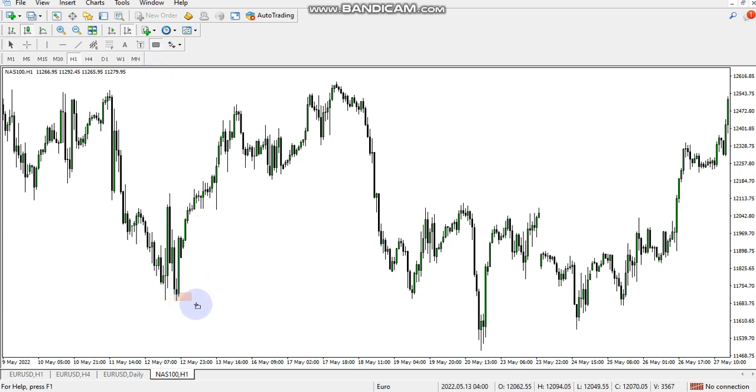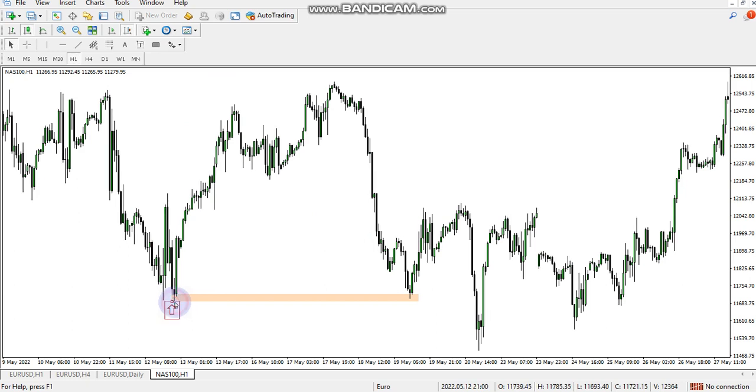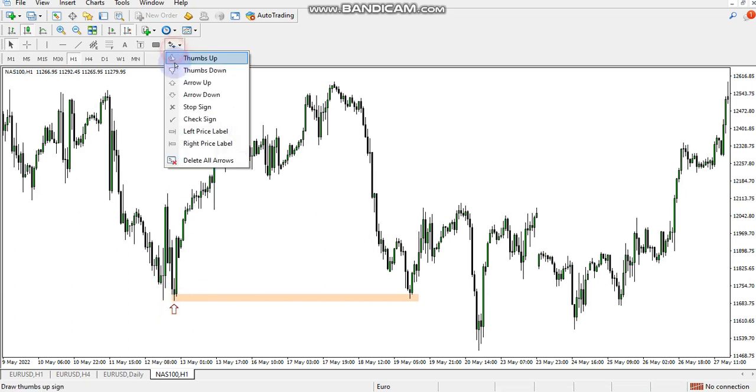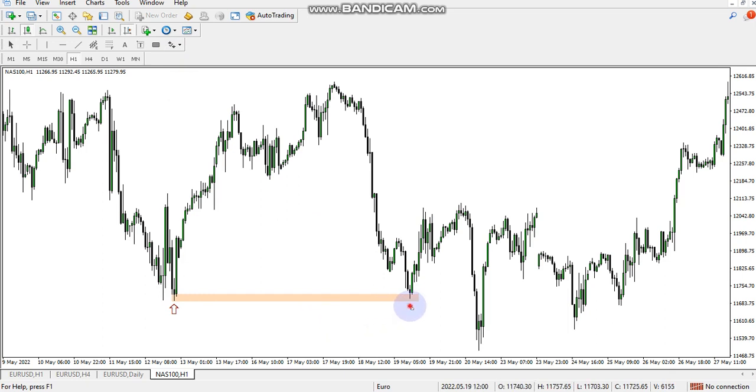This is a rejection block. So guys, rejection blocks are applicable to assets that are volatile, especially on NAS, and also on what? On gold, especially on NAS and gold. The ones that are more volatile and also creating candles that are rejecting. So you see how I drew this rejection block. Simple like that.